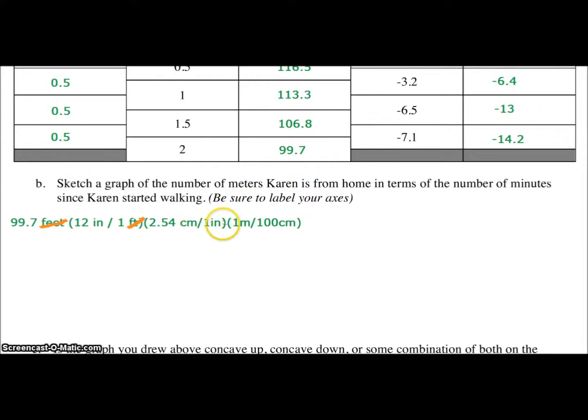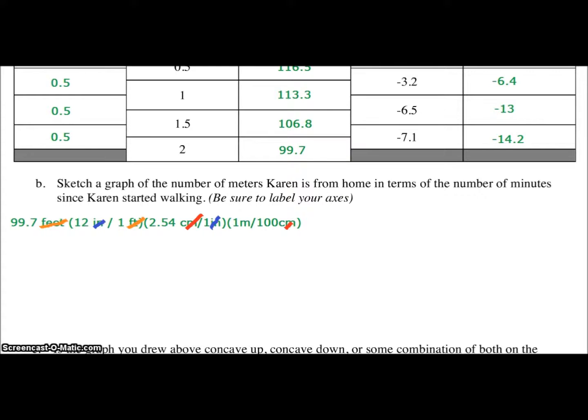There's 2.54 centimeters in 1 inch. Now the inches will cancel out. There are 100 centimeters in 1 meter, so our centimeters can cancel out. Notice now the only units that we have left are meters.